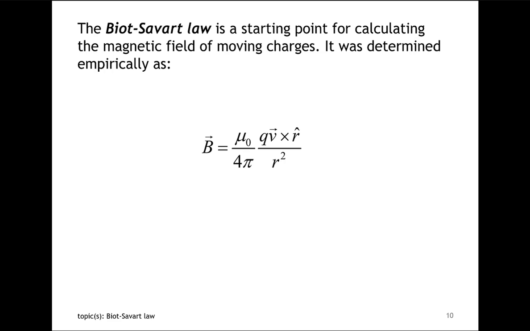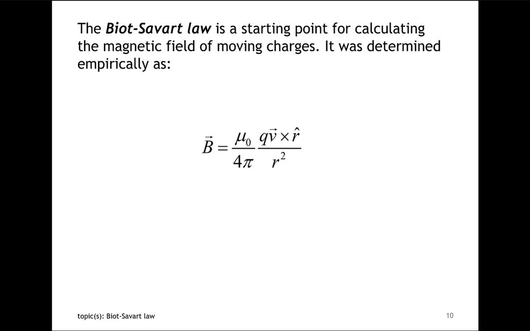The Biot-Savart Law gives us a starting point for calculating the magnetic field of moving charges. It was determined empirically to be this formula. That variable, B vector, is the variable that we use to represent magnetic field.